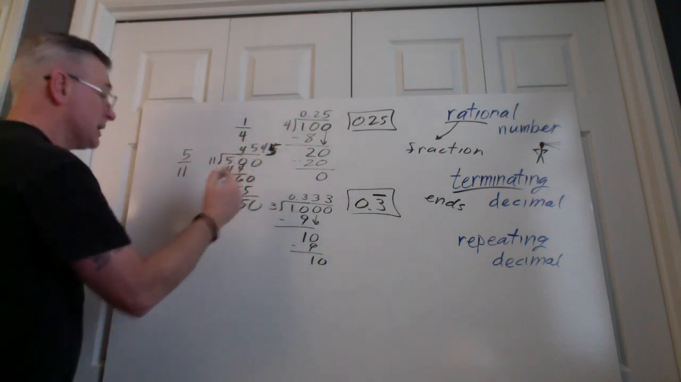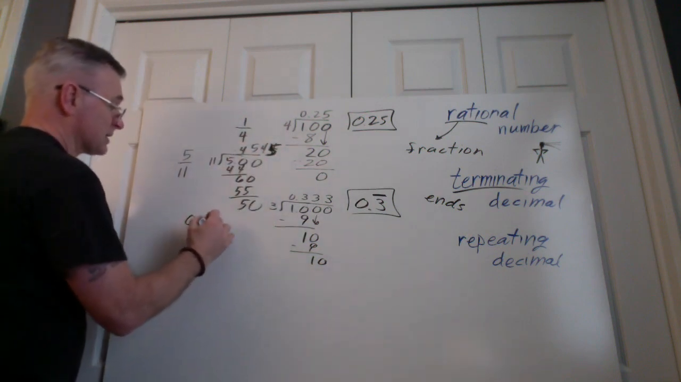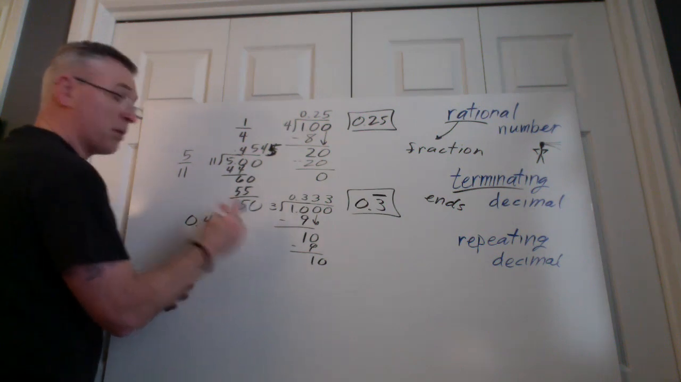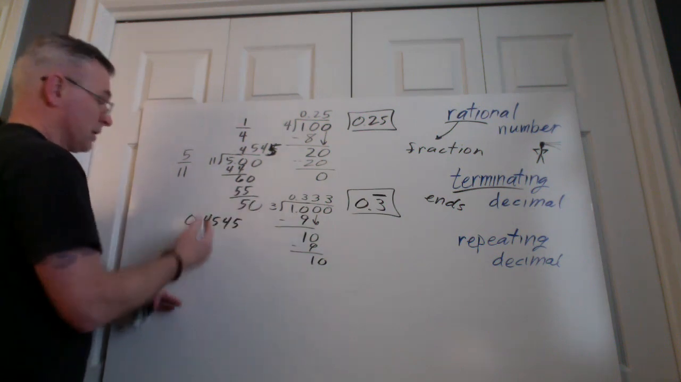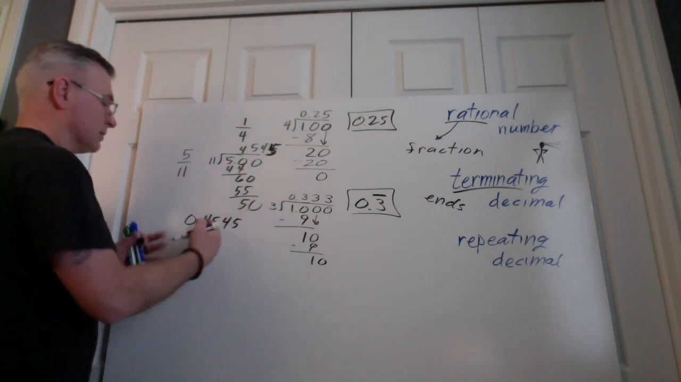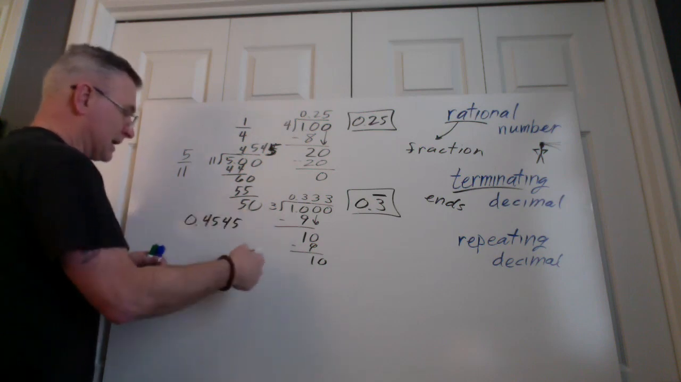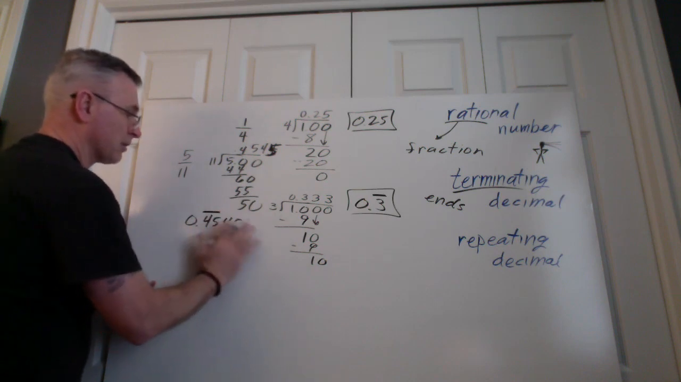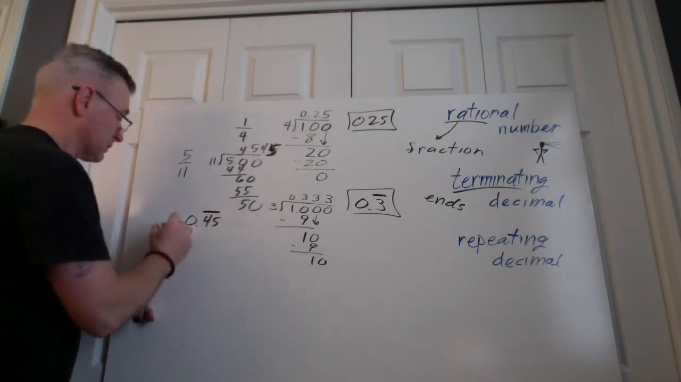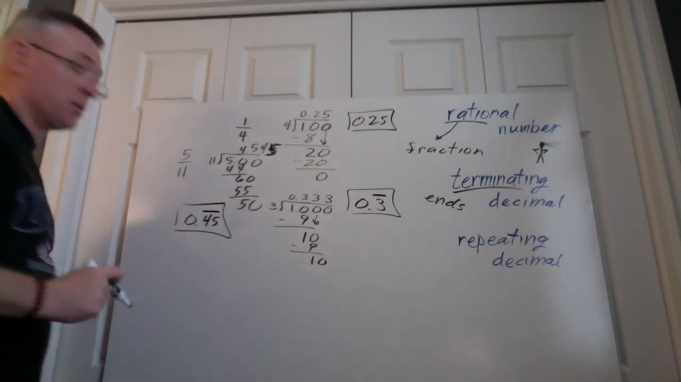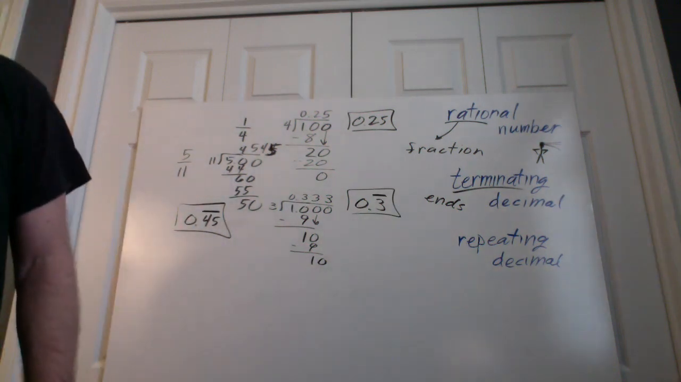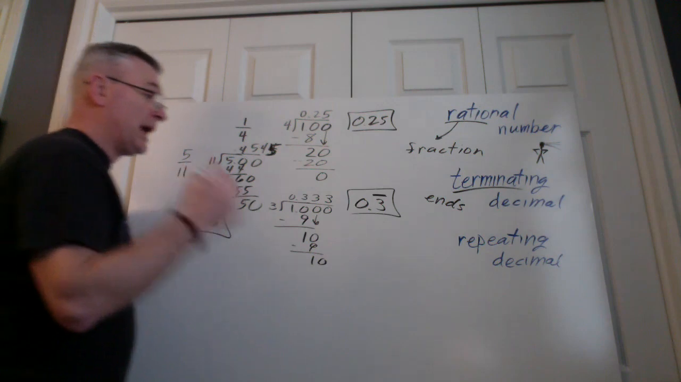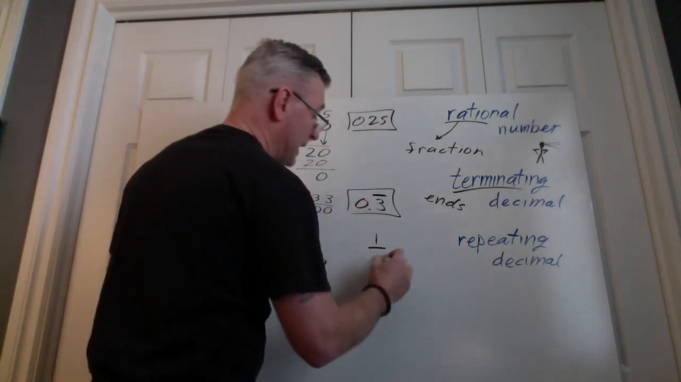So this is a repeating decimal, and instead of doing this, 4, 5, 4, 5, and then marking my repeat, this is redundant. You don't write things again and again. So what I'm going to do is just mark what repeats, and there's my repeating decimal.